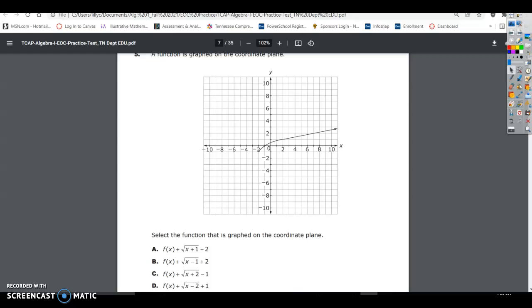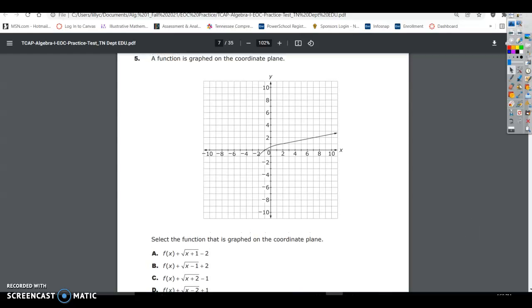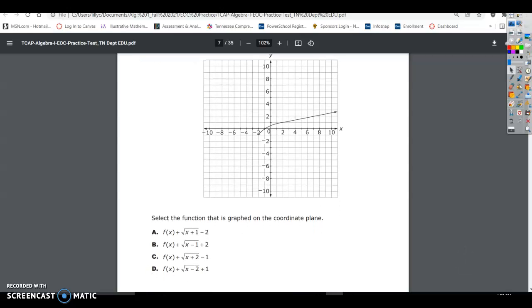Algebra 1 EOC practice test number 5. All right, so it says a function is graphed on the coordinate plane. We can see the function graphed here, and we can see 4 choices. Select the function that is graphed on the coordinate plane.